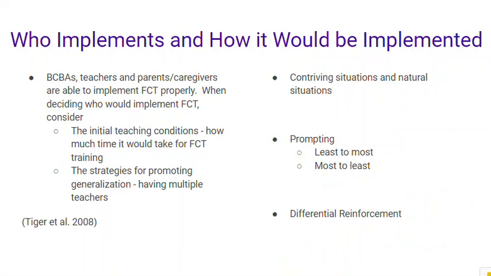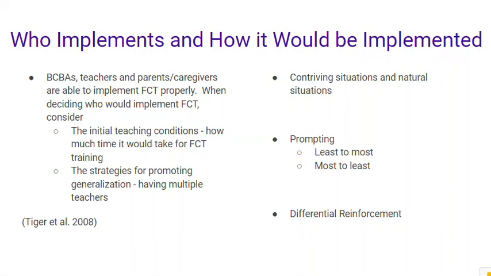Who would implement functional communication and how will it be implemented? The BCBAs, teachers, parents, and caregivers are all able to implement functional communication properly. However, in deciding who should implement it, they must consider the initial teaching conditions, like how much time it would take to teach functional communication training to the primary teacher, or whether it's more relevant to the client itself, the child itself.